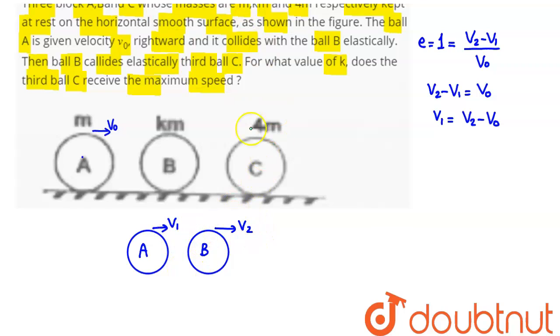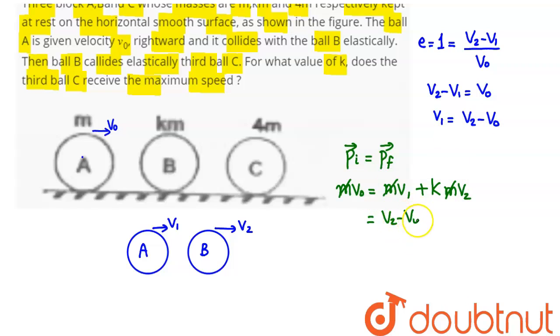Now applying momentum conservation for the A and B collision, since no external force acts on the system, along the x-axis we have initial momentum as mv0 and final momentum as mv1 plus mass of B, which is km, into v2. Here m and m cancel out and we have v1 as v2 minus v0, plus k into v2, and this is our v0.